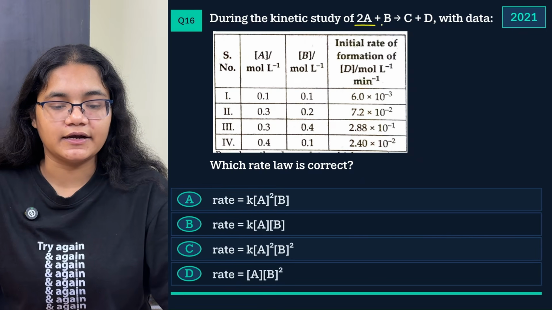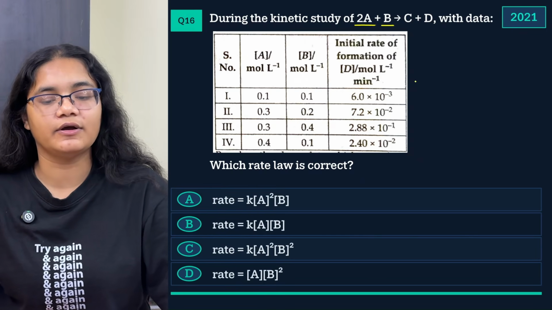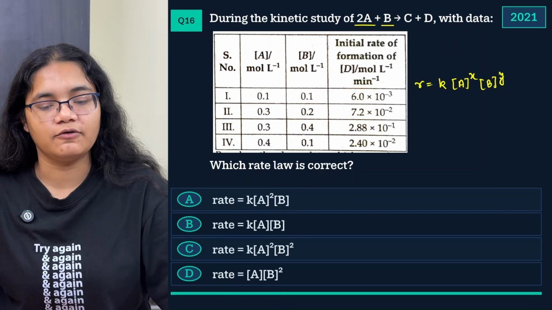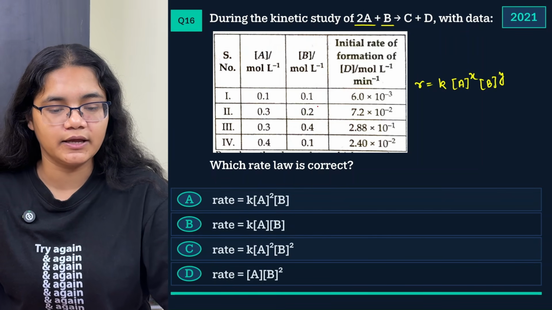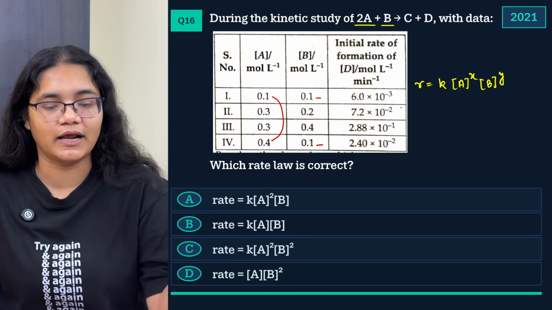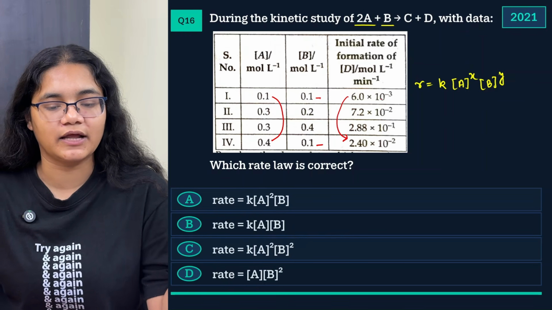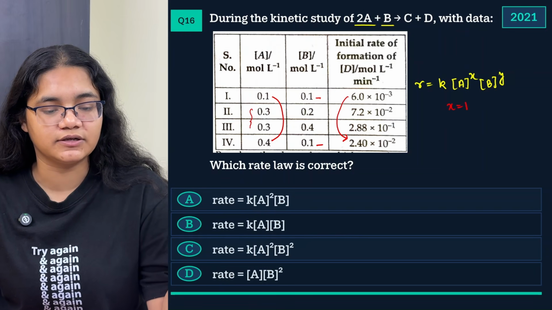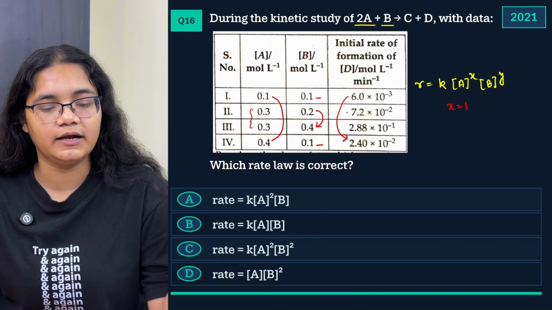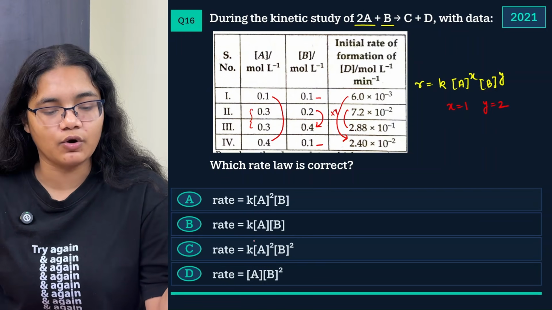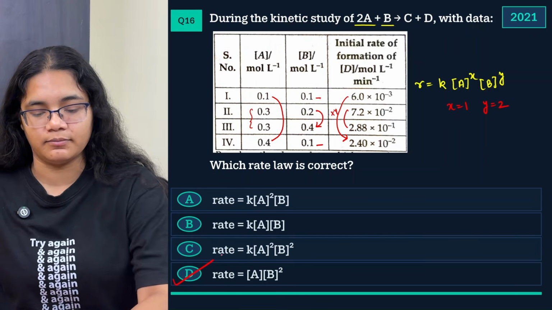Next question, during the kinetic study 2A plus B with the data, which rate law is correct? So let us assume that rate is equal to k into A to the power of x and B to the power of y. Now first we will check keeping B constant. B is constant in these two equations. Now A has been doubled, and the rate also became 4 times, right? So that means x is equal to 1. Now with respect to y, A should be kept constant. So when I'm doubling the concentration of B, the rate is becoming 4 times. So that means y is equal to 2. So the rate law will be k A B², option number D here.